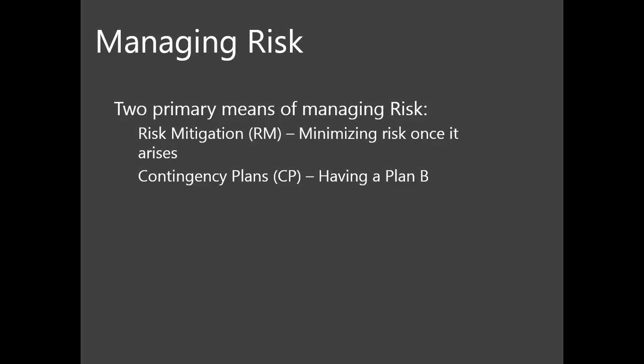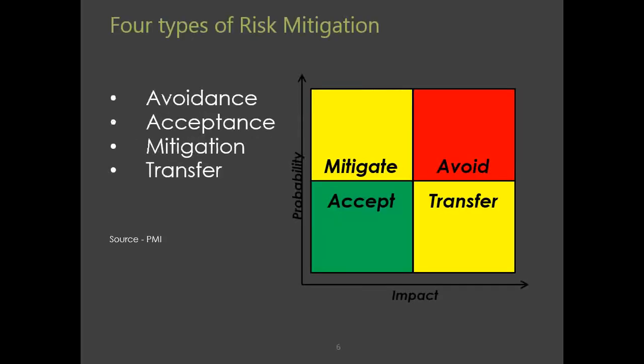When we talk about managing risks, there are two primary means of managing risks. There's risk mitigation, which is minimizing the risks once they arise, or you need a plan B, a contingency plan. PMI has some really good insights into risk management, and they recognize four types of mitigation strategies for managing risk, and these strategies serve as a guide for responses to risk and a mitigation plan.